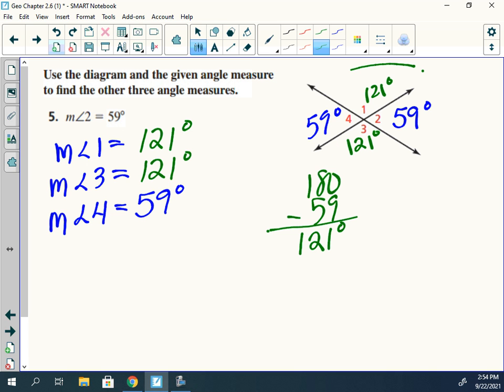What happens if I add all 4 of these angles together? Yeah, 360. Because if 59 and 121 add together to be 180, these two add together to be 180. So we get a whole circle, which is 360.